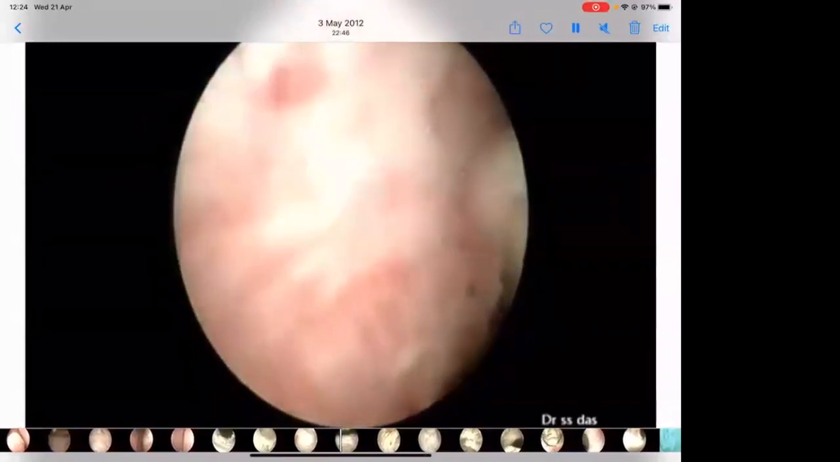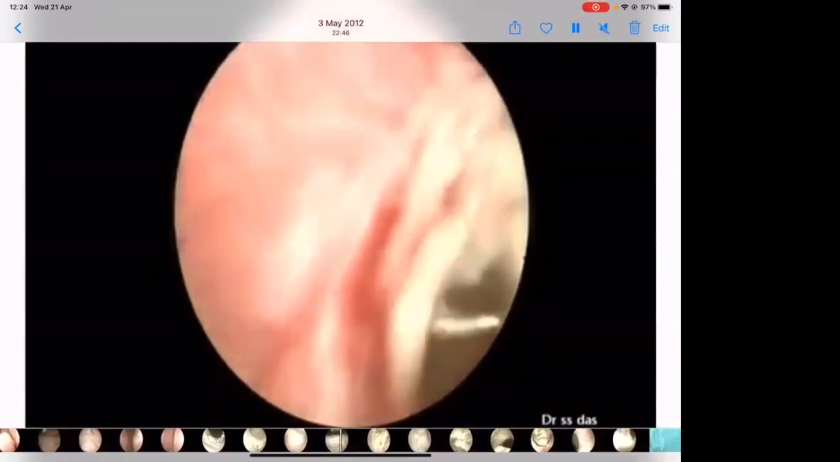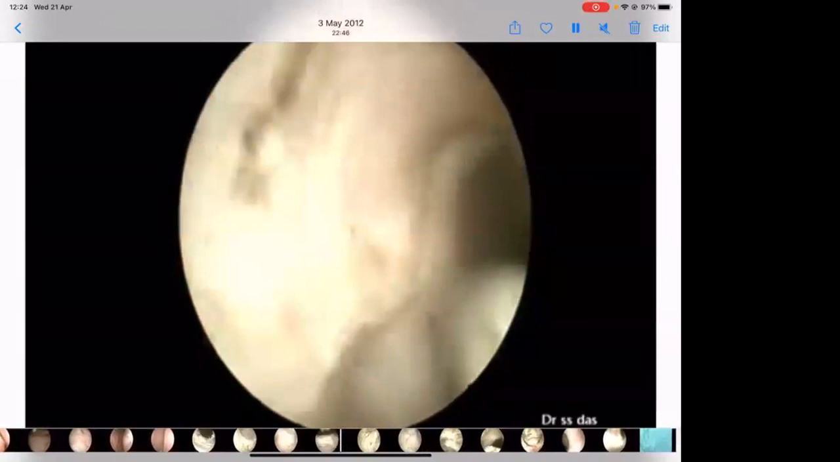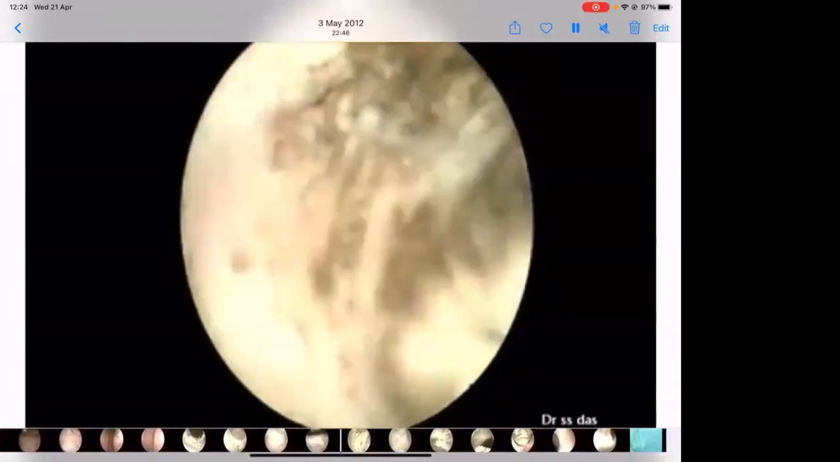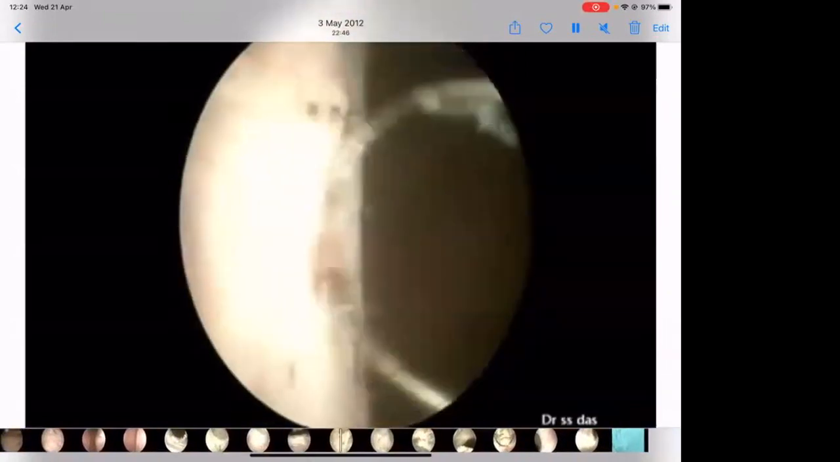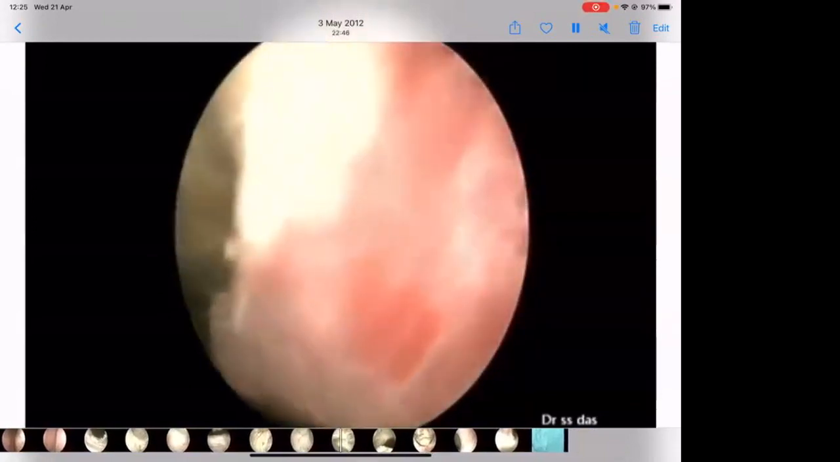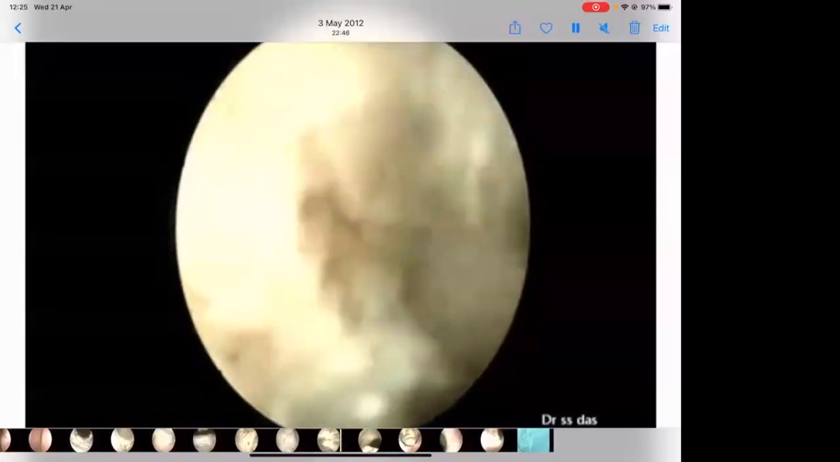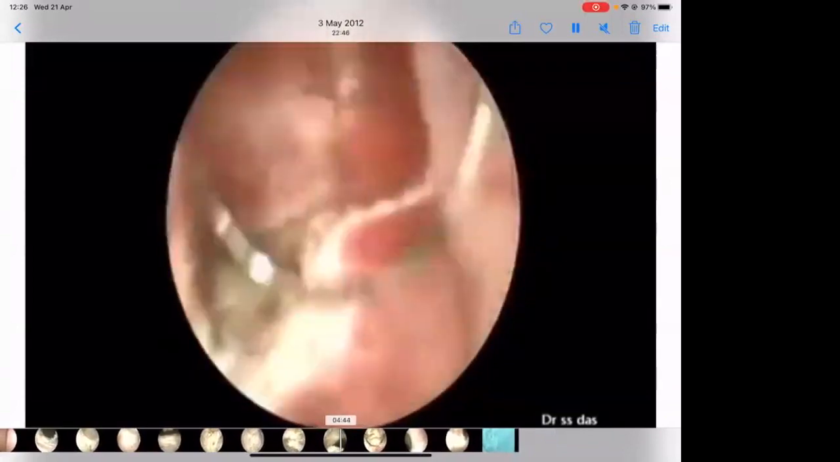Now we are resecting the 7 o'clock position, right lateral lobe, and checking for the bleeding site. If you see any bleeding site, we just coagulate it. This is verumontanum. See, it is still intact. So we always check verumontanum from time to time.